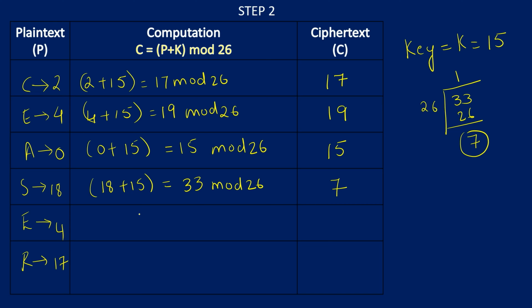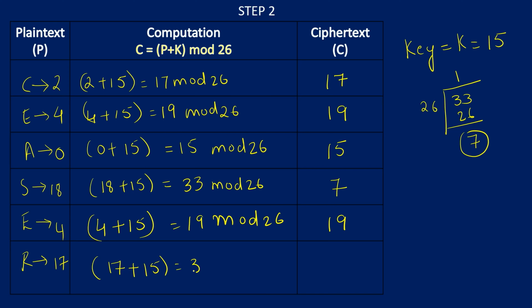So the next number is 4. 4 plus 15 comes out to be 19. Since it is lesser than 26, you will keep it as it is. So you have to do the modular arithmetic operation only if the number exceeds 26 or if the number is negative. Next number is 17. If you do 17 plus 15, the addition comes out to be 32. You see that 32 is a number which is greater than 26. So you have to perform the mod operation here. How do you perform the mod operation? You divide 32 with 26.